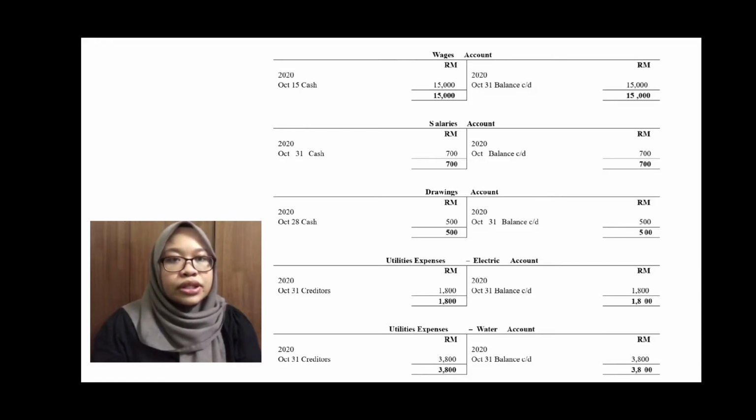Utilities expenses for the electric account, 31 October, creditor, 1,800 ringgit Malaysia. Also in 31 October, the balance is credit and debit 1,800. For the last one, utilities expenses for the water account, October 31, creditor 3,800. Also the balance in October 31 is 3,800 ringgit Malaysia. So that's all from the journals and also the ledger accounts.